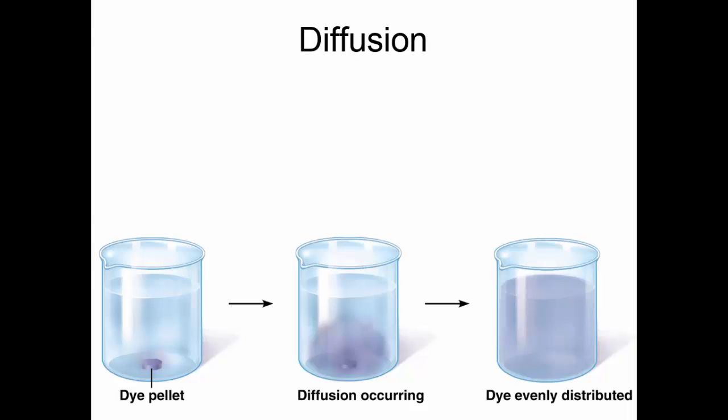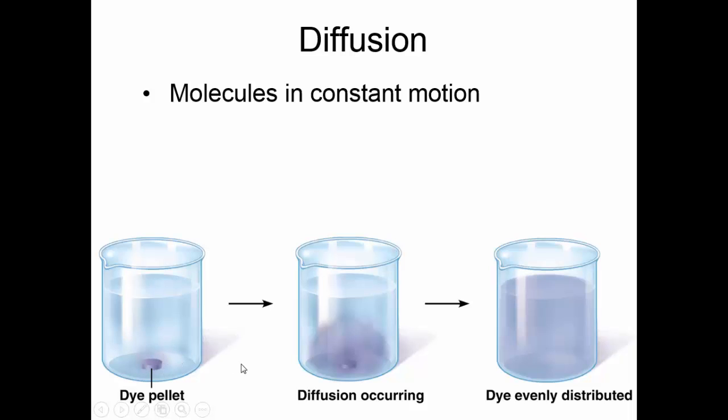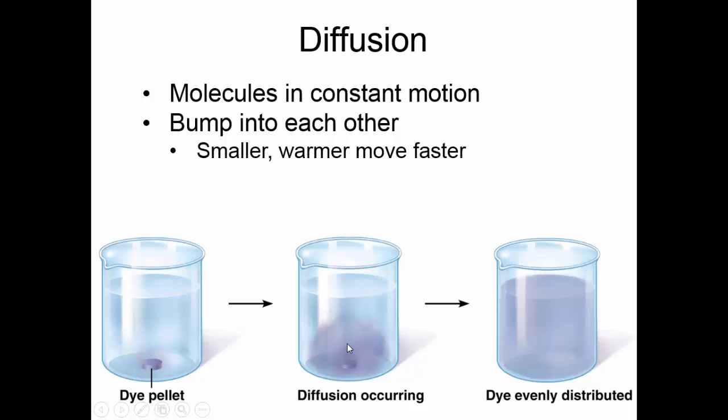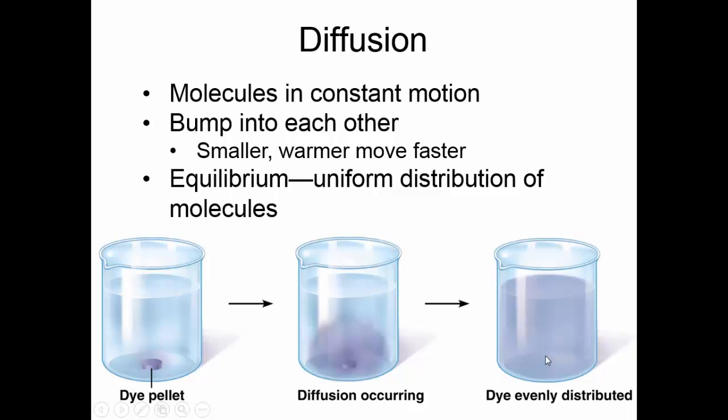Just diffusion in general. If we were to place a dye pellet in this water, we would eventually see it begin to spread through the water. This is because molecules, even in solids, are in constant motion, and as they move, they start to bump around, and they will bump into the water molecules. Smaller molecules will move faster, and if we heat things up, this will occur faster. Eventually, the molecules will be evenly distributed in a substance. When this happens, we say we have reached equilibrium.